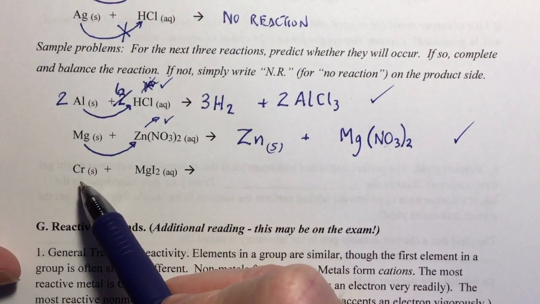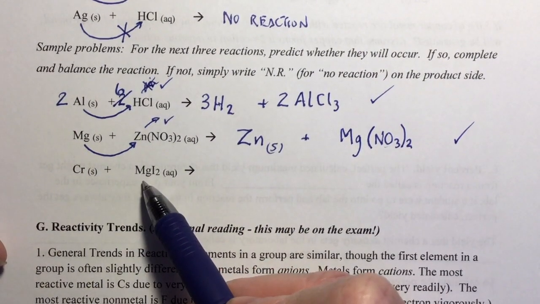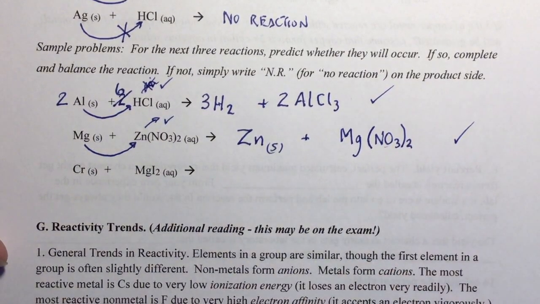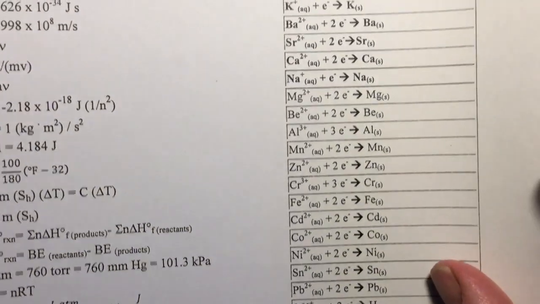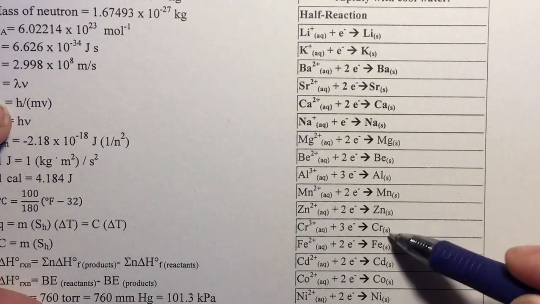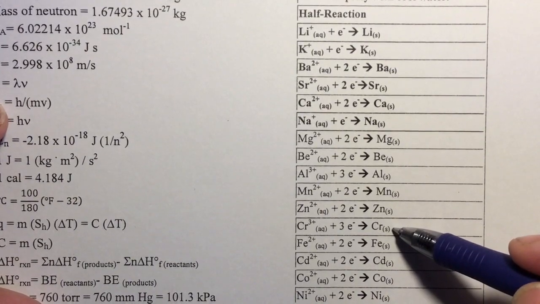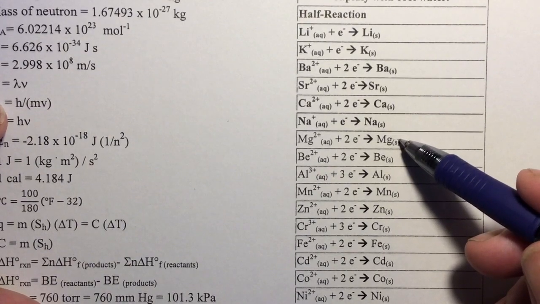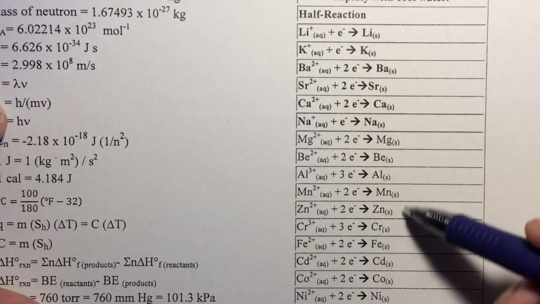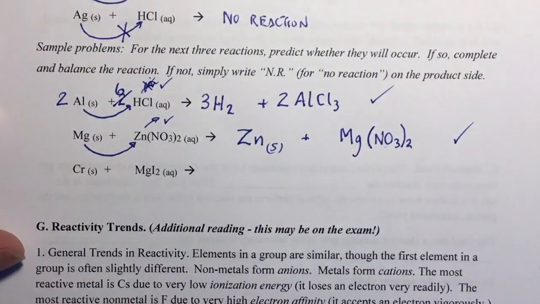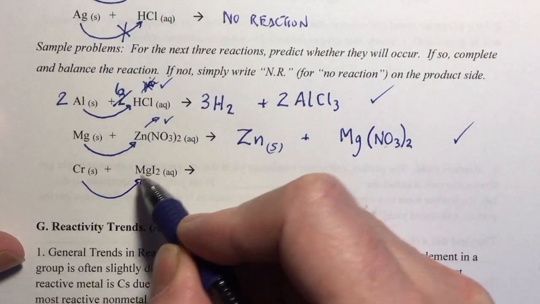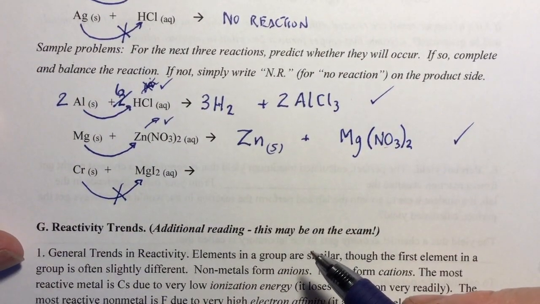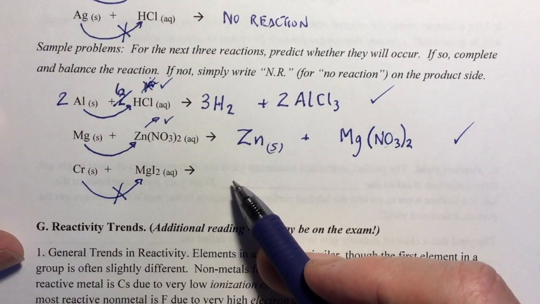All right, last one here. Chromium reacting with magnesium iodide. Chromium and magnesium, I'm going to compare those two. So where are chromium and magnesium? Here's chromium, but notice now that it is less active than the element that it is trying to replace. Chromium is less active than magnesium. So can chromium kick magnesium out? No, it can't, because chromium is less active than magnesium.